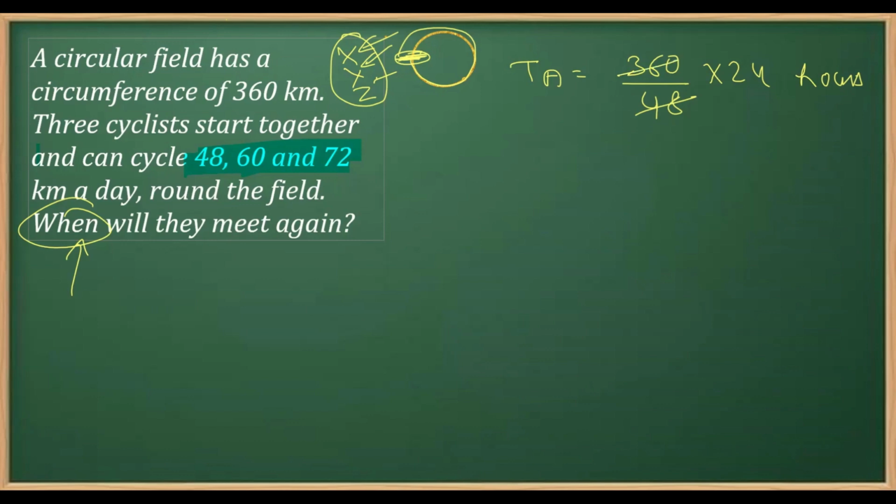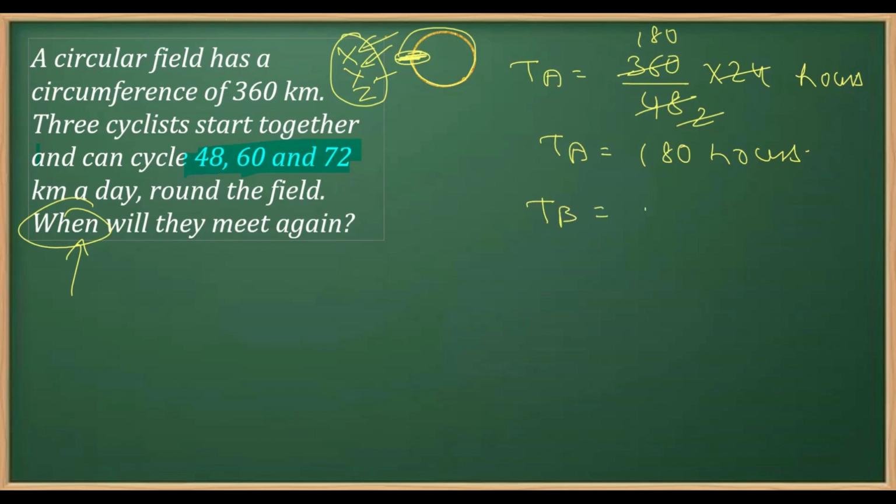So what I should do is divide this by 2, right? First I divided 48 by 2 and then by this, which gives 180. So the time taken by the first cyclist in hours is 180. Now similarly, I'll get the time taken by the second cyclist, say TB.